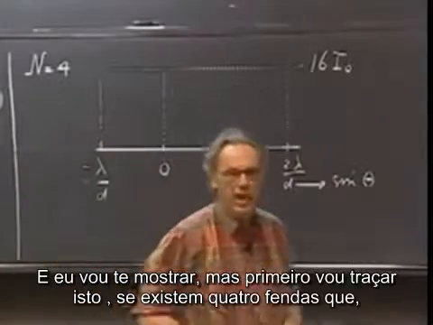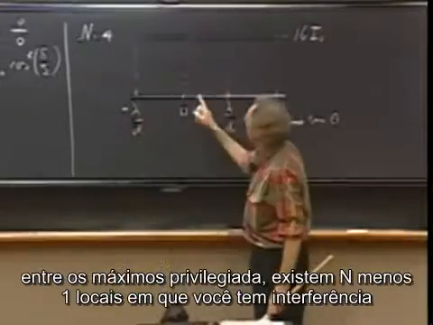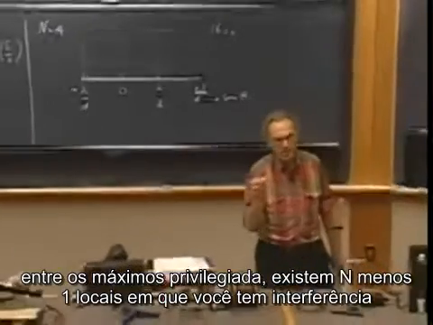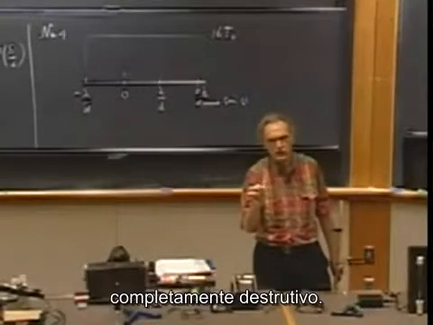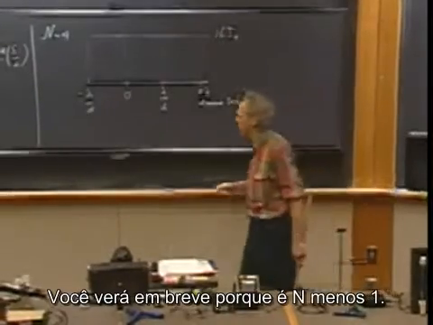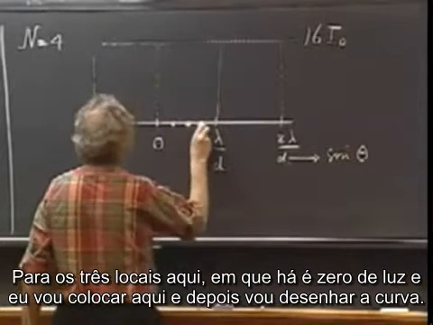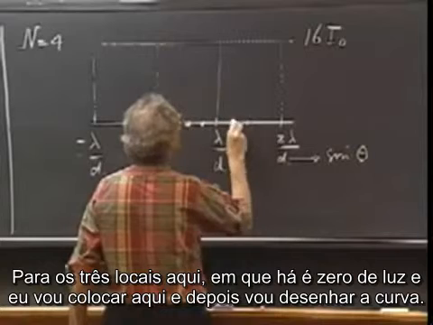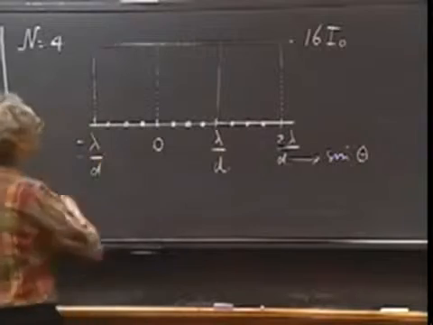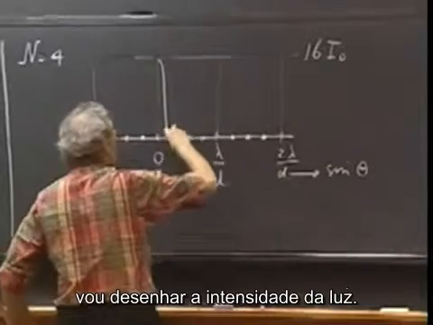And I will show you, but first I will plot it, that if there are 4 slits, then in between the prime maxima, there are n-1 locations whereby you have completely destructive interference. There's 0 light. n-1 in this case is 3. You will see shortly why it is n-1. So there are 3 locations here whereby there is 0 light. I put them in here, and then I will draw the curve. So that's the 0, and so I'm going to make an attempt now to draw the light intensity.